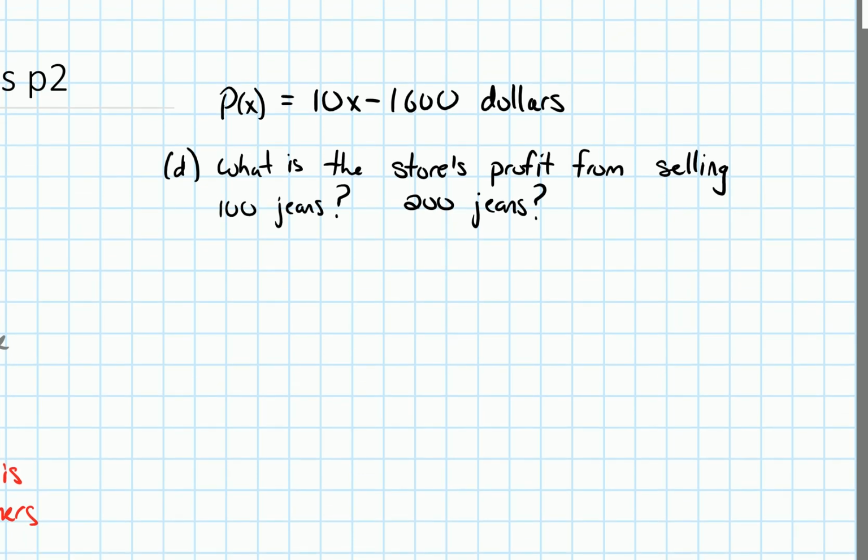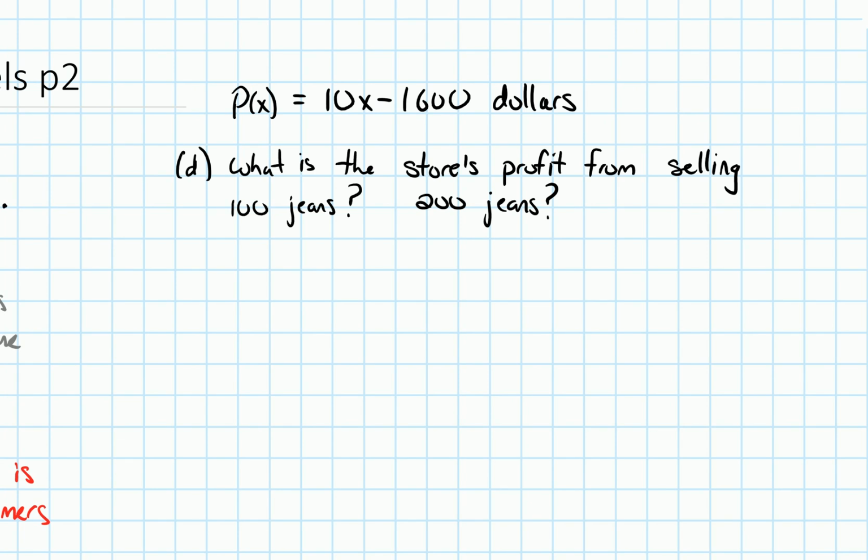So first, what is the store's profit from selling 100 jeans and then 200 jeans? So from 100 jeans, what I need to do is, that's my quantity, that's X. I need to plug in 100 in for the X. So I want to know what is P of 100. So plug in 100 for the X.